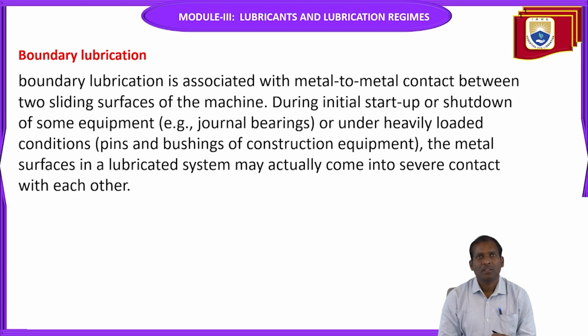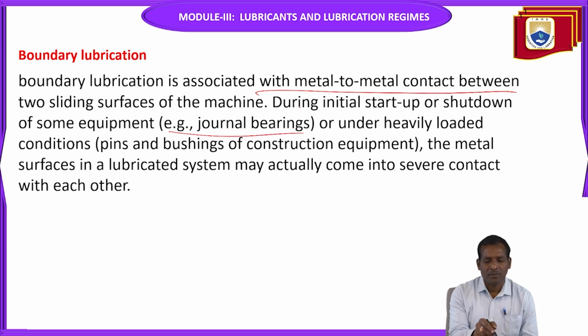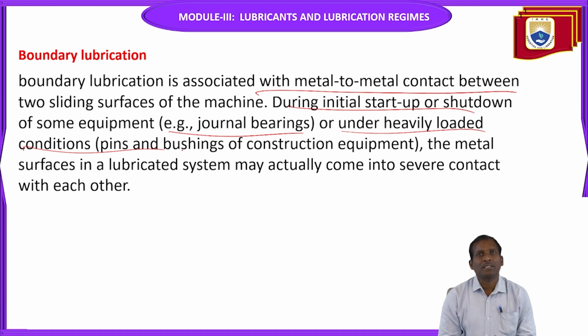Boundary lubrication. Boundary lubrication is associated with metal to metal contact between two sliding surfaces of the machine. During initial startup or shutdown of some equipment, for example journal bearings under heavily loaded conditions, pins and bushings of construction equipment, the metal surfaces in a lubricated system may actually come into severe contact with each other. So boundary lubrication is associated with metal to metal contact.